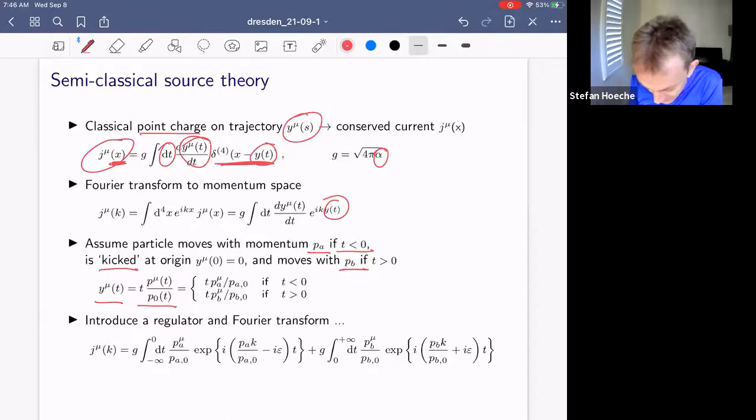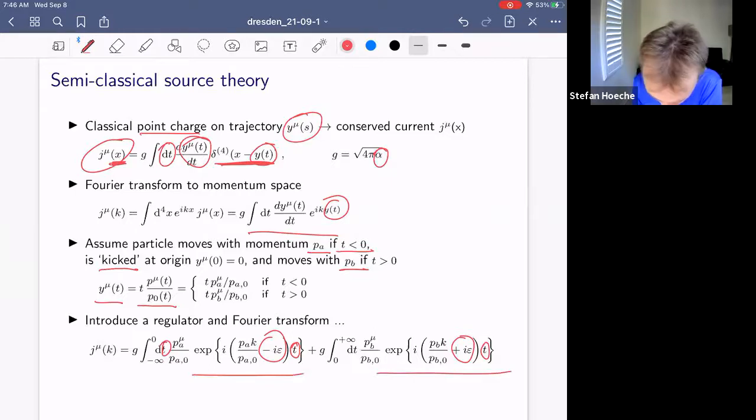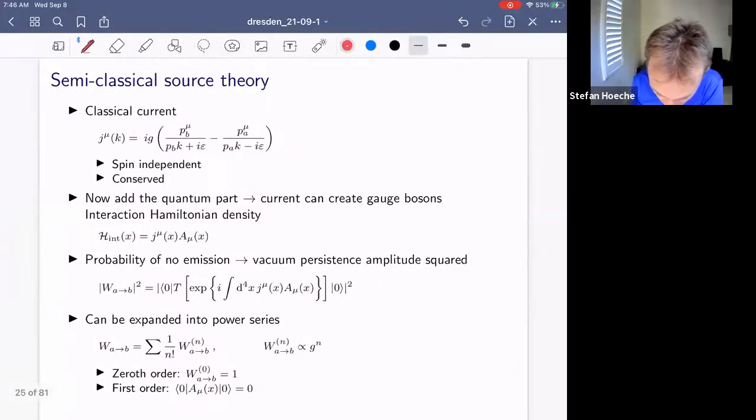Now, in order to make things work in this integral up here, I have to introduce a little regulator, which is my epsilon here. But the rest of the integral is super easy. I just take the time, and because p_a and p_b are assumed to be constant, I just have the time up here, where you all can perform this integral. I just get the Jacobian into the denominator from this exponential function and this exponential function here, and what I will obtain is a classical current.